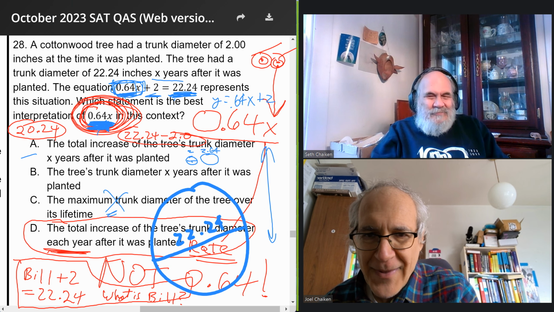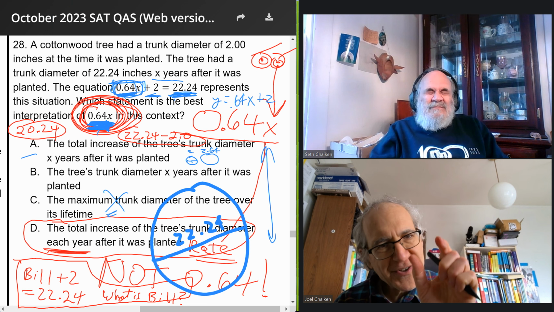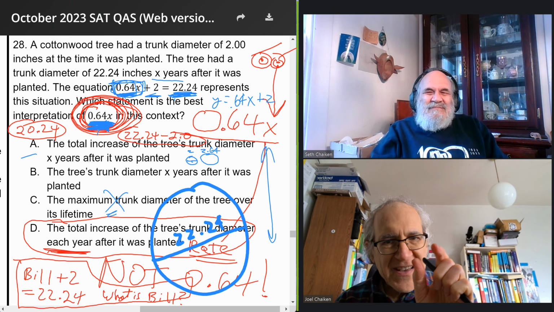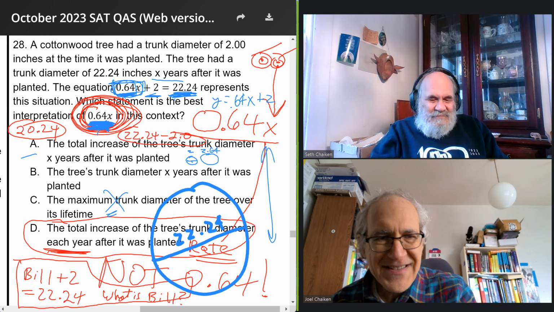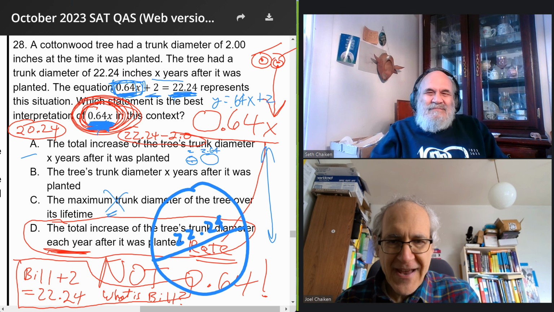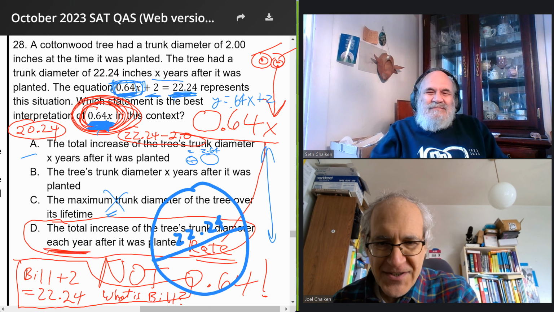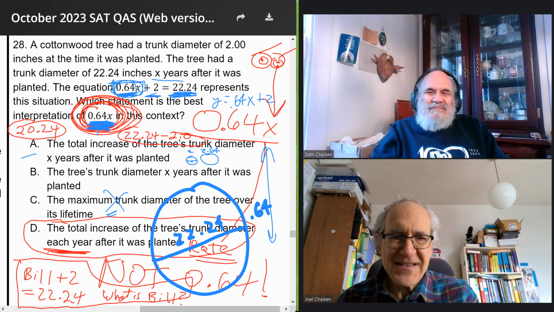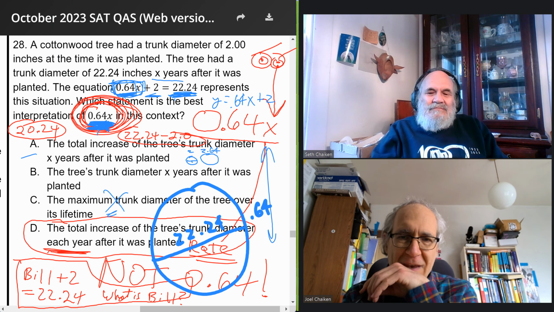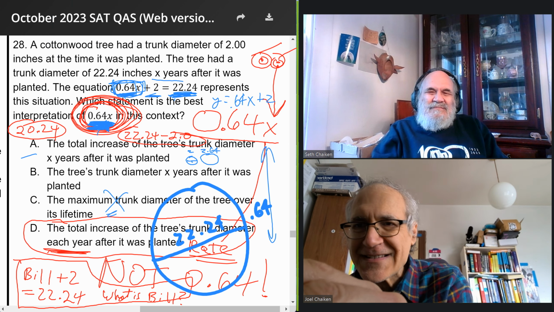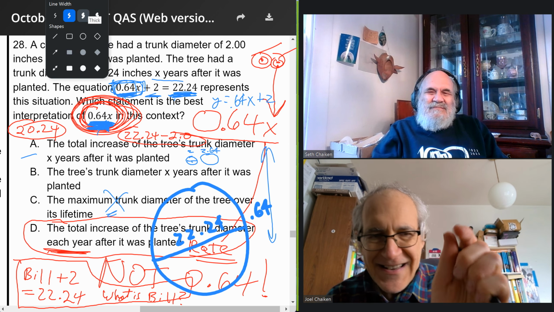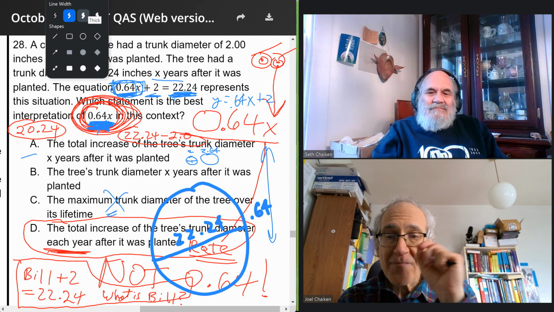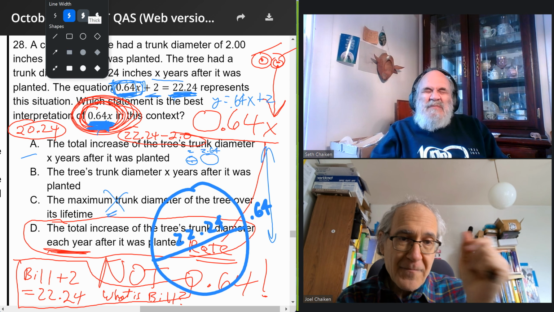Look, if you have a little baby tree in the center that's only 2 inches in diameter, growing 0.64 is a huge amount, compared to the end of the time at 22.24, growing 0.64 when it's a huge tree. It just doesn't make any sense for the growth to be the same in terms of linear size. No, maybe it could make sense.